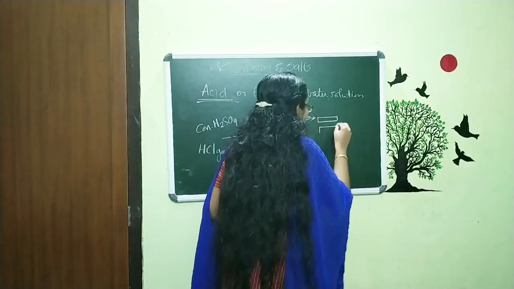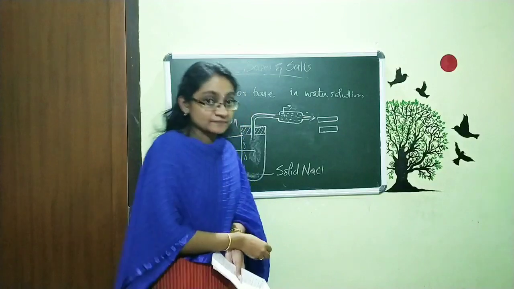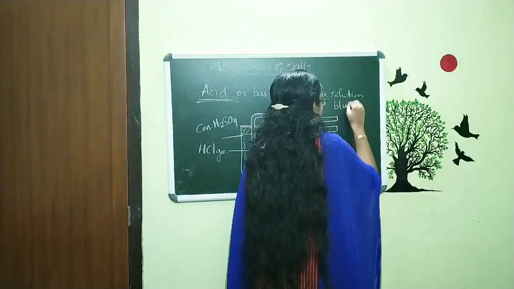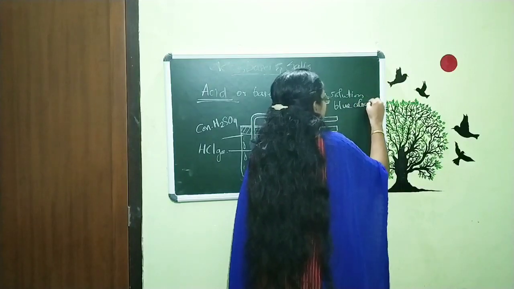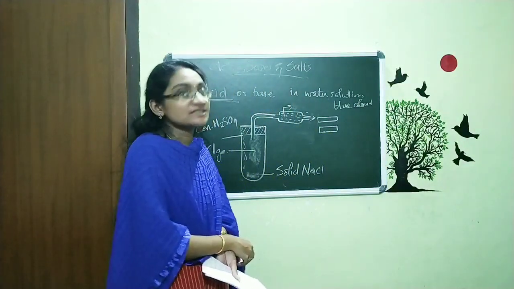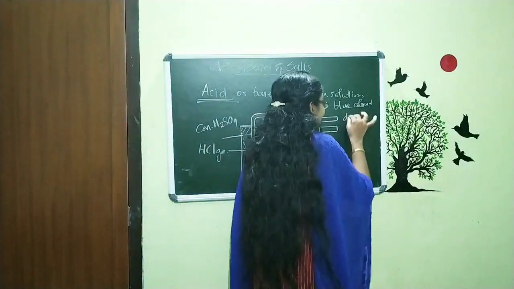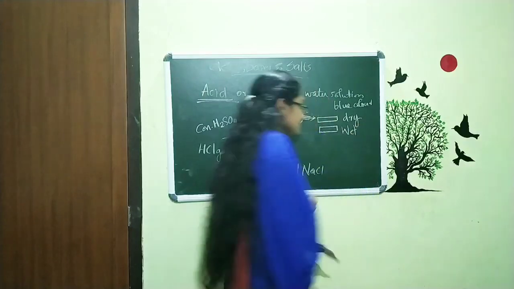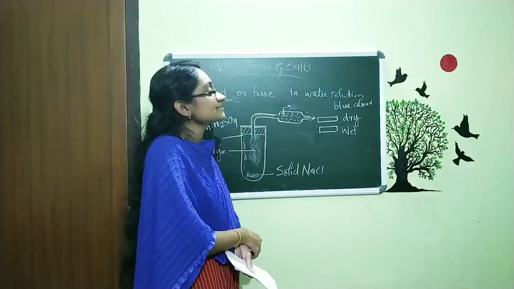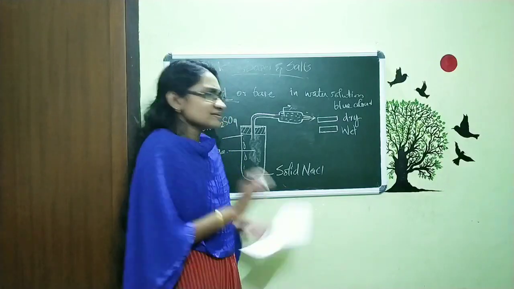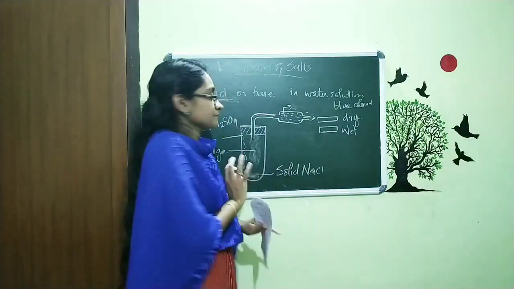2 litmus papers, and both are blue in color. But the difference is this: one is dry and the other is wet. That means we are dipping this blue litmus paper in water, that is the wet one. And dry means having no water content.